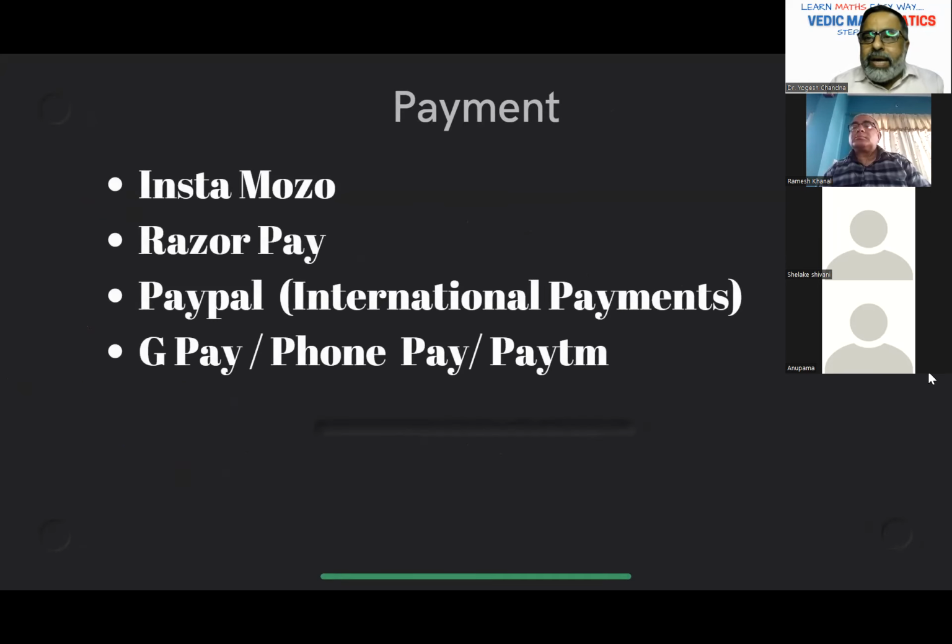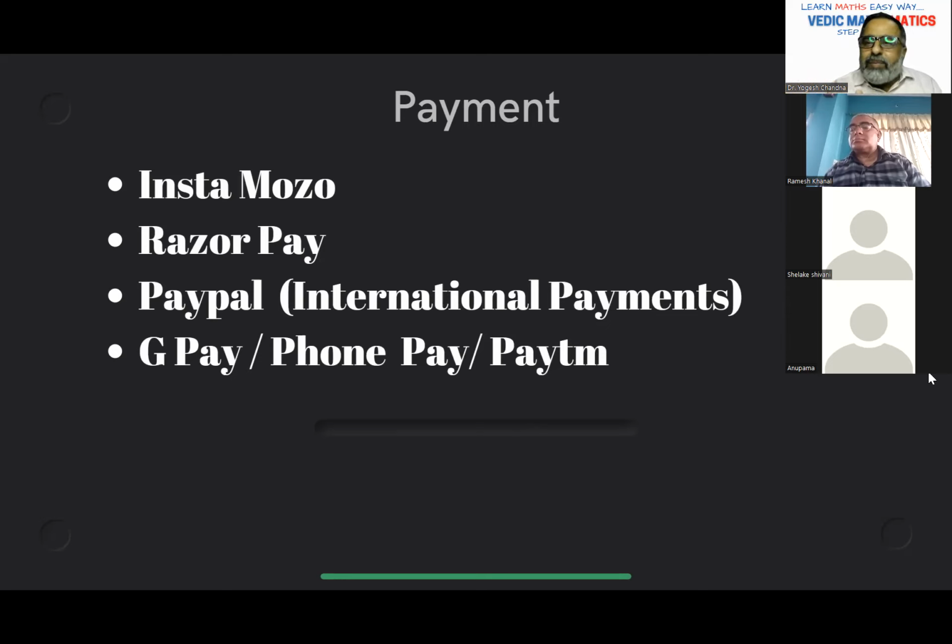InstaMojo and Razorpay are payment gateways through which you can collect money from any debit card, any credit card, any bank. These are very easy to install. Nowadays, if you talk about 7 to 8 years back, it used to take 1 month to get the approval. Now it is 30 seconds, and then to complete the form and do the formalities, they take 48 hours online.